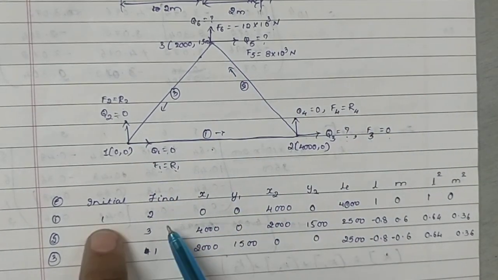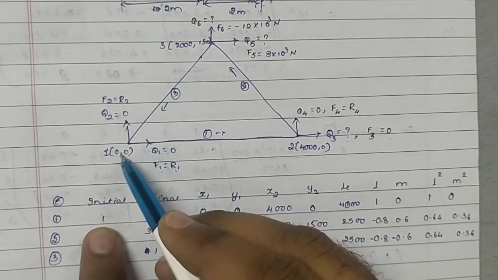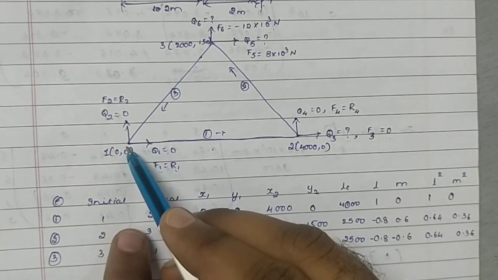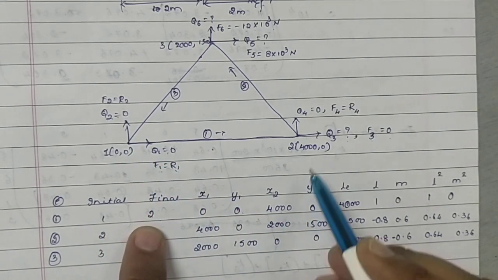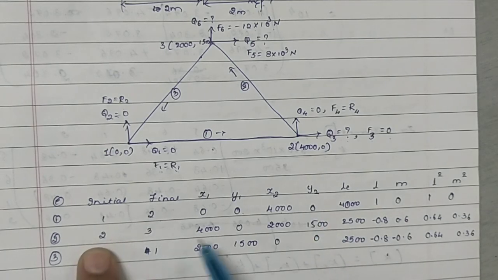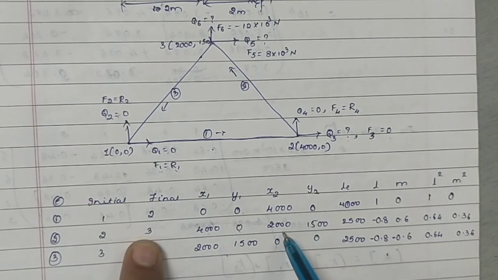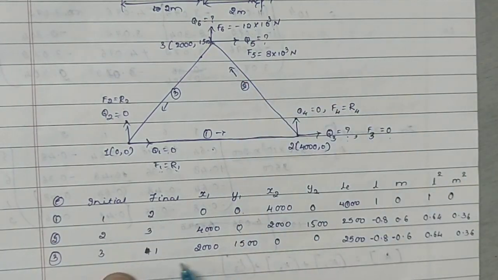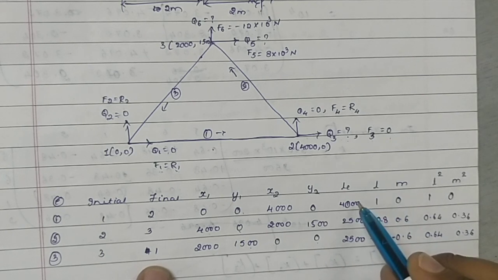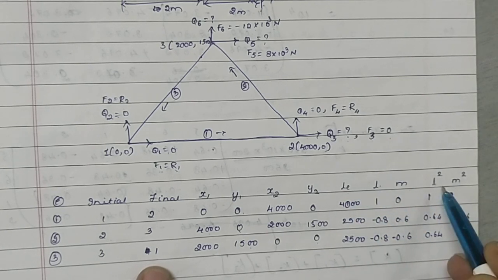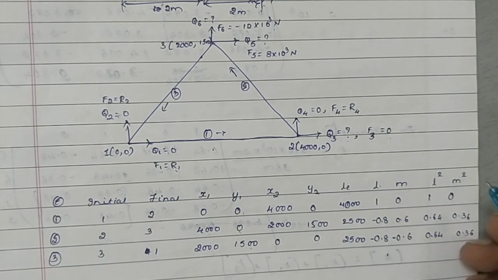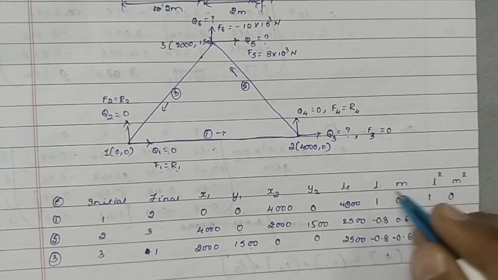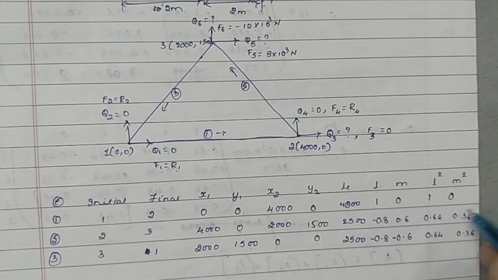So for the first element, first node coordinate 0, 0, second node coordinate 4000, 0. Second element: second node coordinate 4000, 0, third node coordinate 2000, 1500. Third element: third node coordinate 2000, 1500, first node coordinate 0, 0. Now find out LE, L, M, L square, M square, and LM, everything in this table itself.